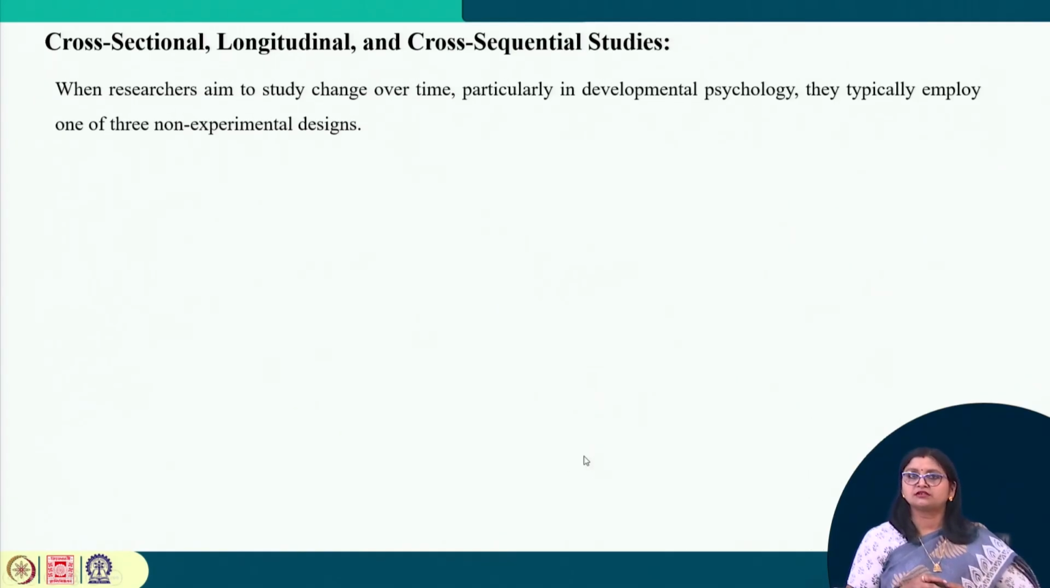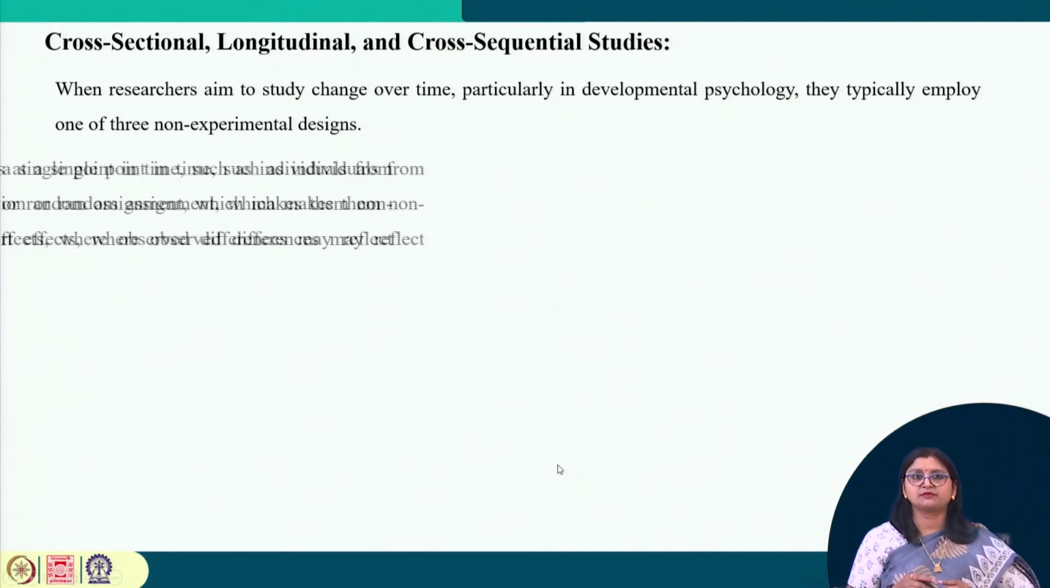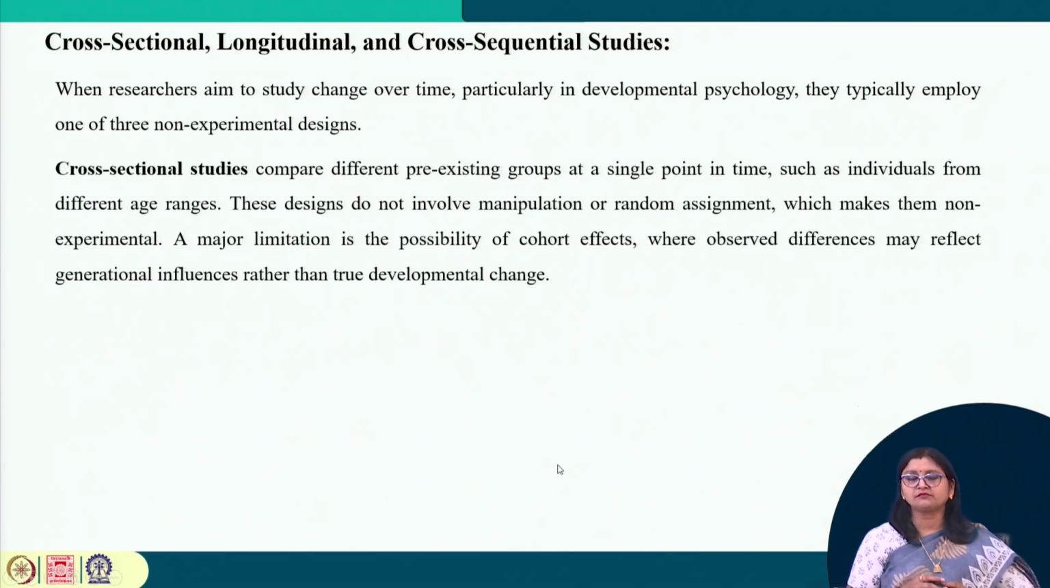Now, there are a few other research types which can come under the non-experimental, that is cross sectional, longitudinal and cross sequential studies. When researchers aim to study change over time, particularly in developmental and psychological research, they typically employ one of 3 non-experimental designs. Because these designs are not in your curriculum, I want you to know about these concepts, because this is useful for your upcoming NET examinations also. That is why I have kept them in this lecture.